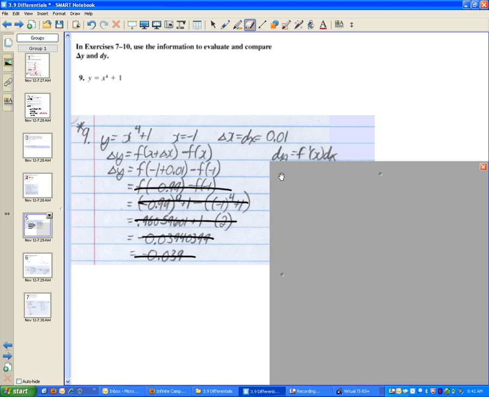Do a tiny bit of arithmetic. Negative 1 plus 0.01 is negative 0.99, so make it f of that. And then evaluate that function. In fact, evaluate both of these functions. The function is x to the 4th plus 1. So f of negative 0.99 becomes negative 0.99 to the 4th plus 1.